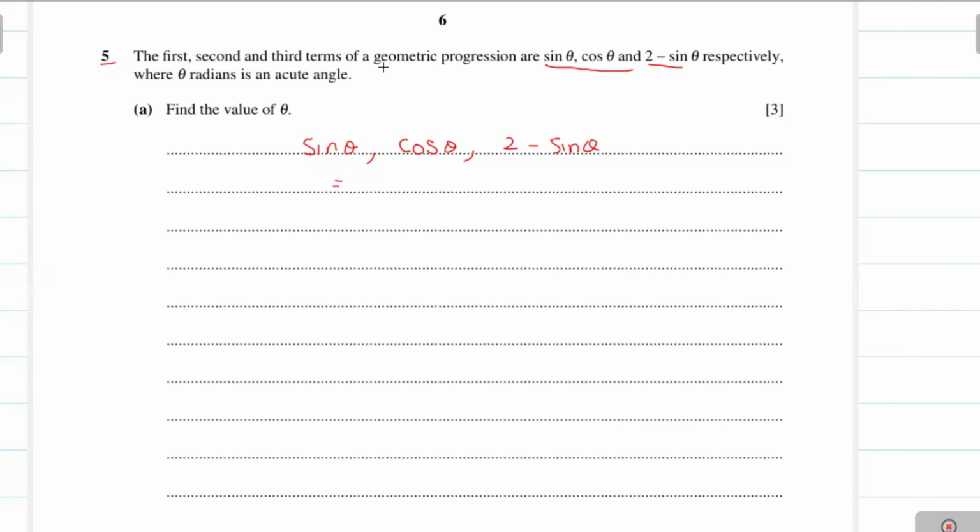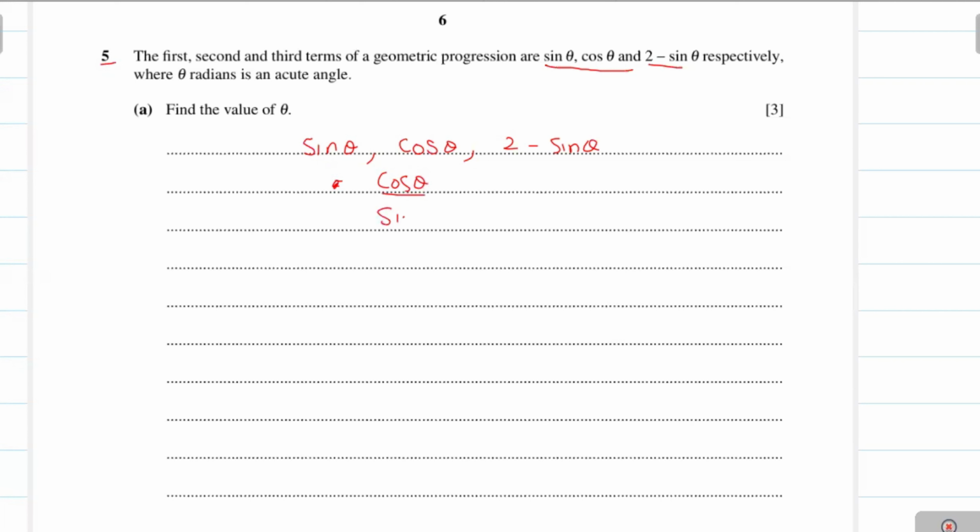Question 5. The first, second, third terms of a geometric progression are sine theta, cos theta, and 2 minus sine theta. Find the value of theta. This is a geometric progression. Therefore, the ratio between the second and first term is equal to the ratio between the third and second term, because this is a geometric progression.